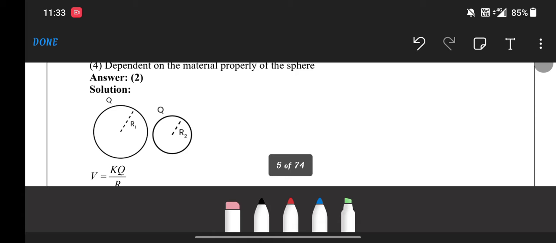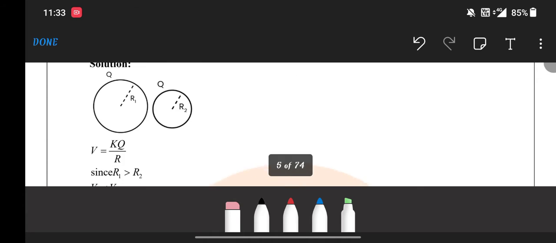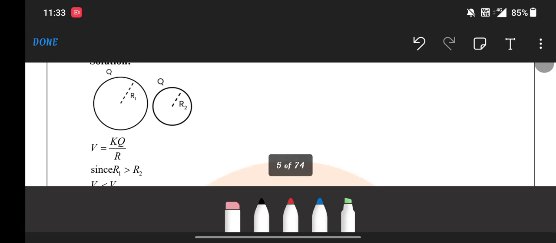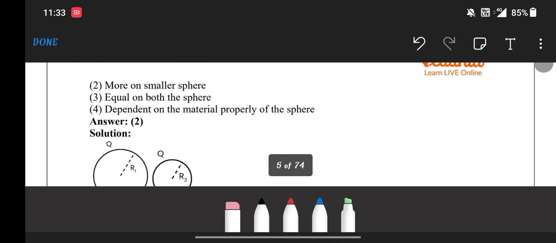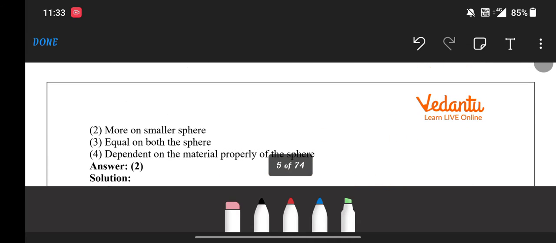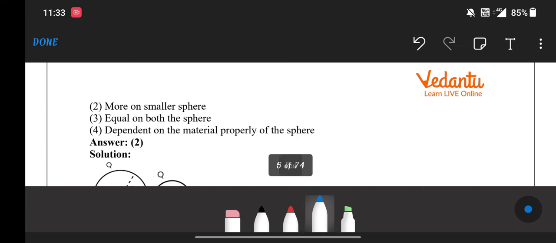So if you see, sphere R1 is the big sphere and R2 is the small sphere, each with charge Q. So V is equal to KQ by R. Since R1 is greater than R2, V1 is smaller than V2. Therefore potential will be more on the smaller sphere, so the correct option is option 2, that is more on the smaller sphere.